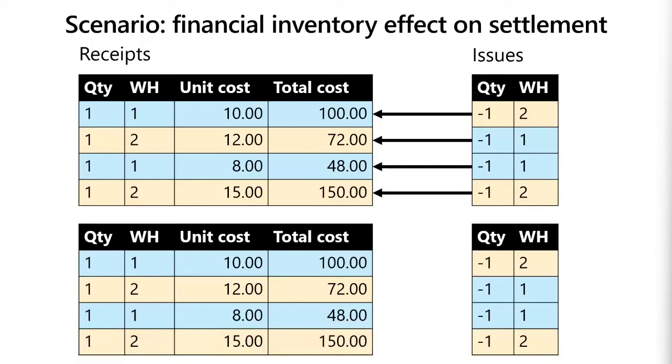Now, let's consider what would be different with the same transaction set if we enable the warehouse for financial inventory on the storage dimension group. This time, when we settle the first issue, it is matched to the second receipt because the warehouse must match, and that is the first receipt into warehouse 2. Next, we settle the second issue against the first receipt because it is the first receipt in warehouse 1. You can see that the third and fourth transactions are the same and they match up to the warehouse for the receipt.